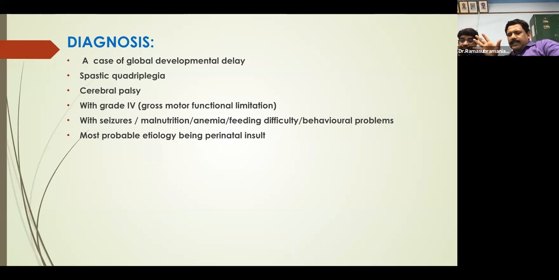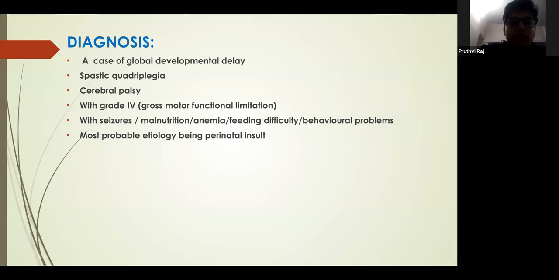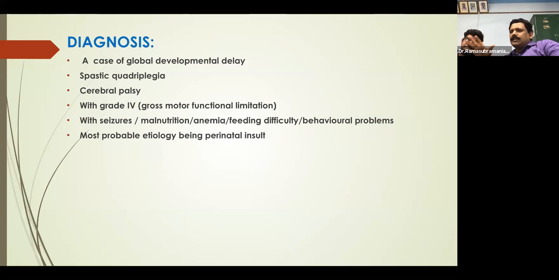That word is important. So what is the period of active brain growth? Up to 2 years of age, sir. Very good. So up to 2 years of age, if there is any insult, maybe in the neonatal period the child may have some sepsis and meningitis, technically you can call it a case of cerebral palsy, because that has occurred during the period of active brain growth.